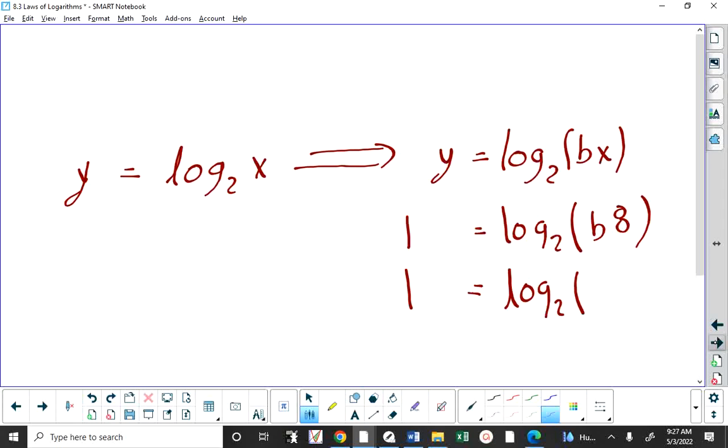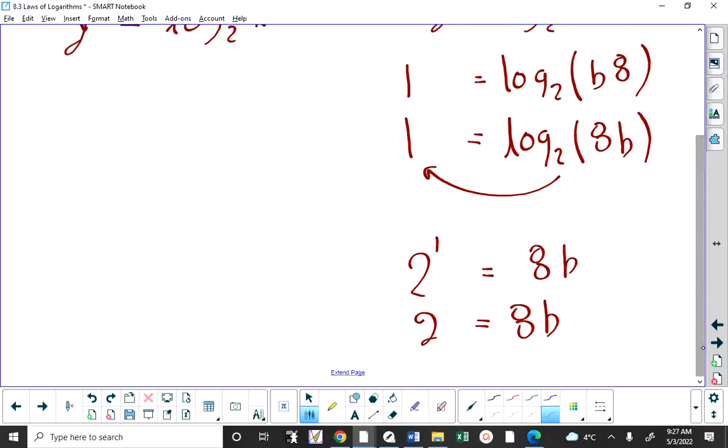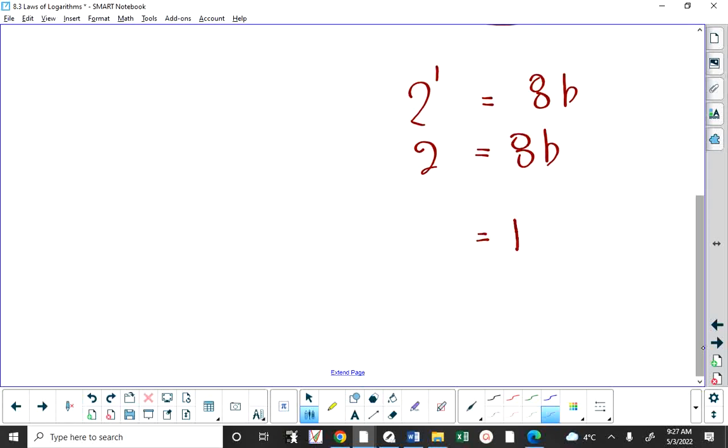So now you're trying to solve this, and we're going to spend a lot of time tomorrow and the day after solving equations. But for something simple like this, you go back to that tip I gave you: if you don't understand it, translate it to the other form. So 1 equals log base 2 of 8b means 2 raised to the 1 gives you 8b. So that's 2 equals 8b, which means b is 1/4.